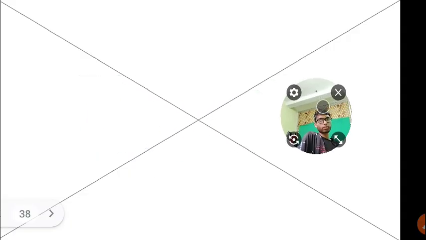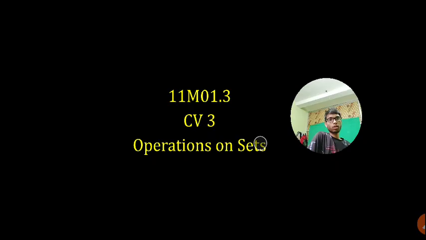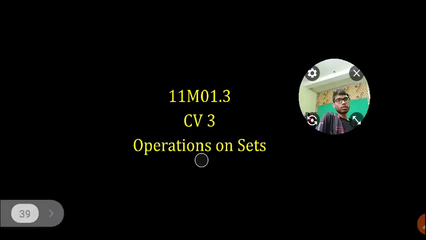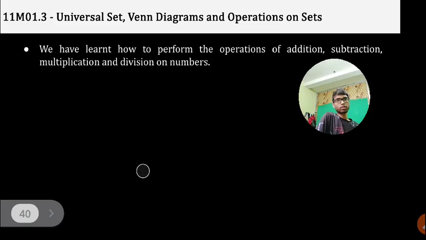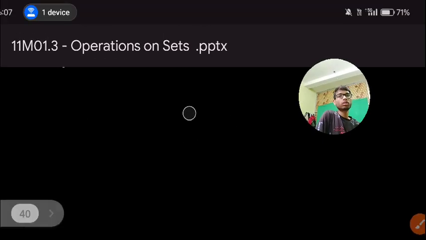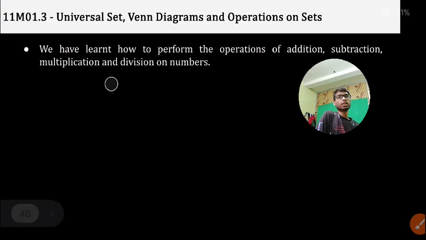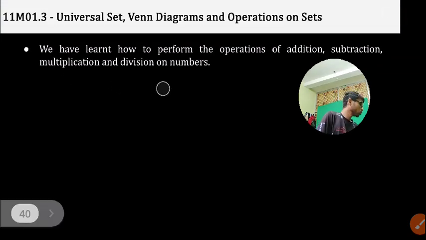Now next, operations on sets. Operations on sets. We have understood what a universal set is and what Venn diagrams are. Now we are understanding operations on sets.